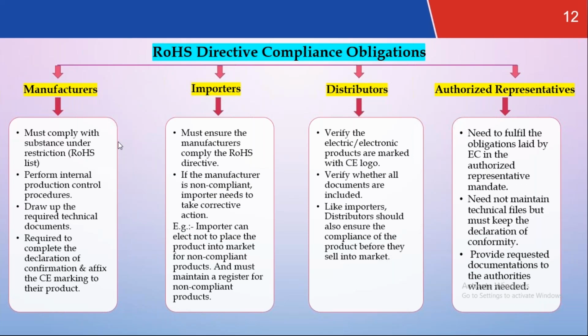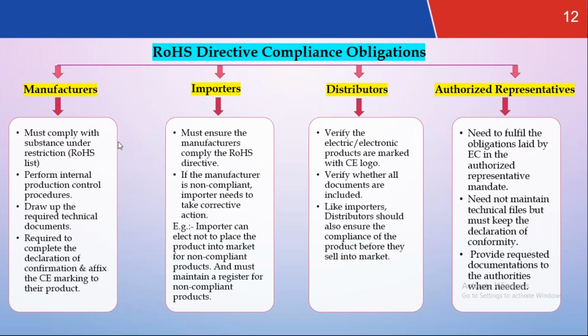Then moving to importers. Importers must ensure the manufacturer is complying with the RoHS directive. If the manufacturer is non-compliant, then the importer needs to take corrective action. For example, the importer can elect not to place the product into the European market if it is non-compliant. He can go back to the manufacturer and ask them to make the product compliant so that it can be sold in the European market. Also, the importer must maintain a separate register for non-compliant products so that they can be tracked.